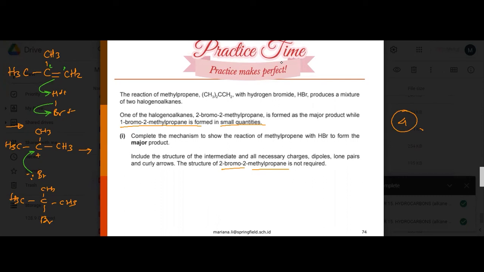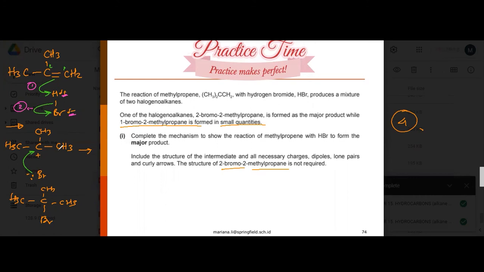Let's see how to get the points. The first point is for drawing the curly arrow from the C double bond to H. If you draw this arrow with the correct orientation, you get 1 point. The second point is for the correct dipole, positive and negative here, and the arrow from the bond of HBr to Br. So this arrow, I mean, this bond. This is the second point: the correct dipole and the heterolytic arrow of HBr.